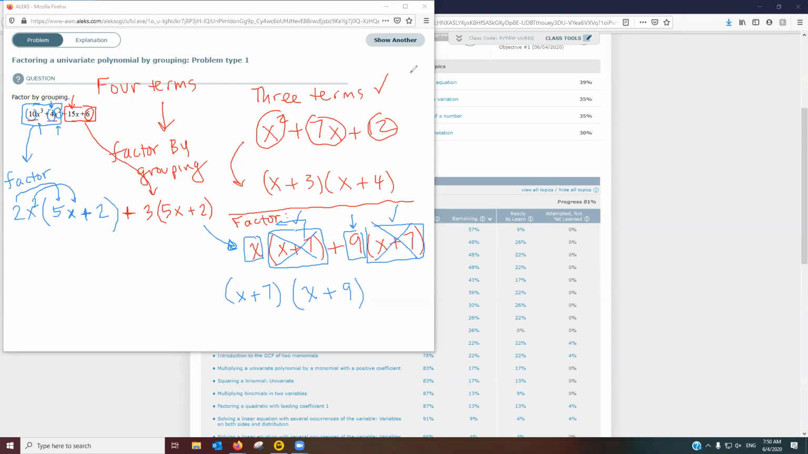Well, let me go one more step now, because notice this parenthesis, 5x plus 2, is in common in the front and the back. So I'm going to pull this out in front. So I'm going to pull out a (5x plus 2). Well, what's left over? If I take this (5x plus 2) out, there's a 2x squared left here. And if I take this (5x plus 2) out in front, there's a 3 left back here. So this is the final answer.